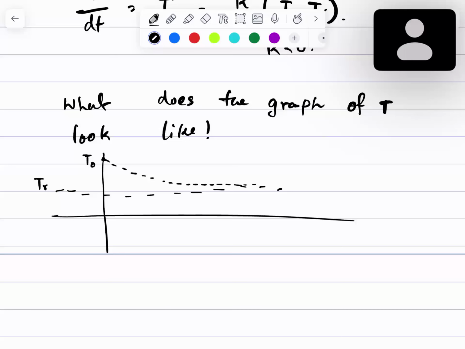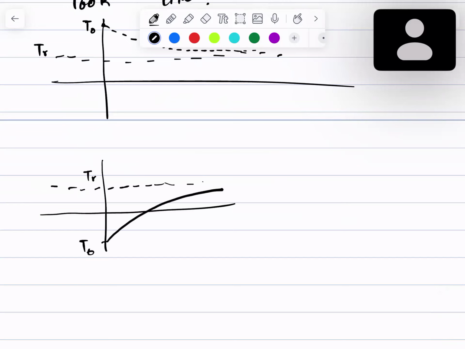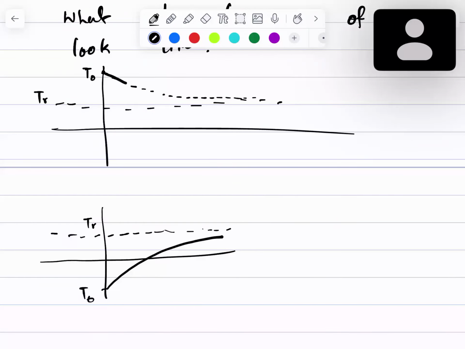And on the other hand, if the temperature of the object is below the room temperature, say T naught, then you can expect what will happen in that case. It will try to increase the temperature of the object to near the room temperature. Okay, cool. Let me solve one problem in this regard.